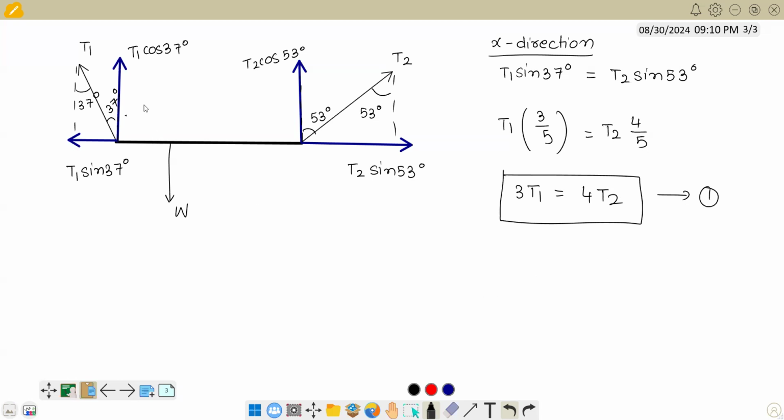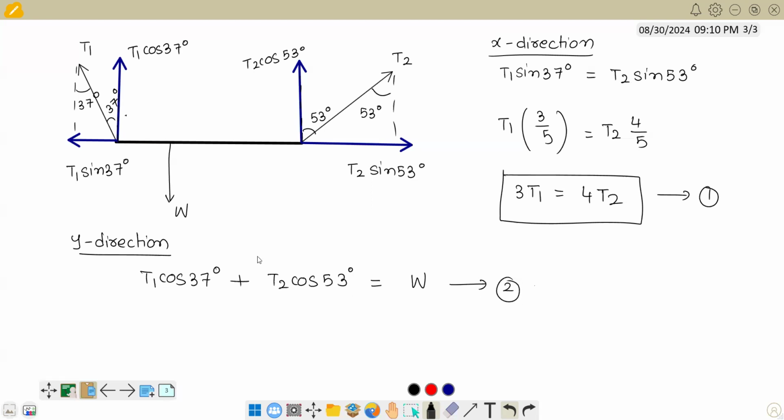Once we have equation 1, we can write the W equation also. Even though it is not that necessary, if I write the equation in the Y direction, T1 cos 37 degrees plus T2 cos 53 degrees equals W. So this is one more equation. Let me call this equation 2.